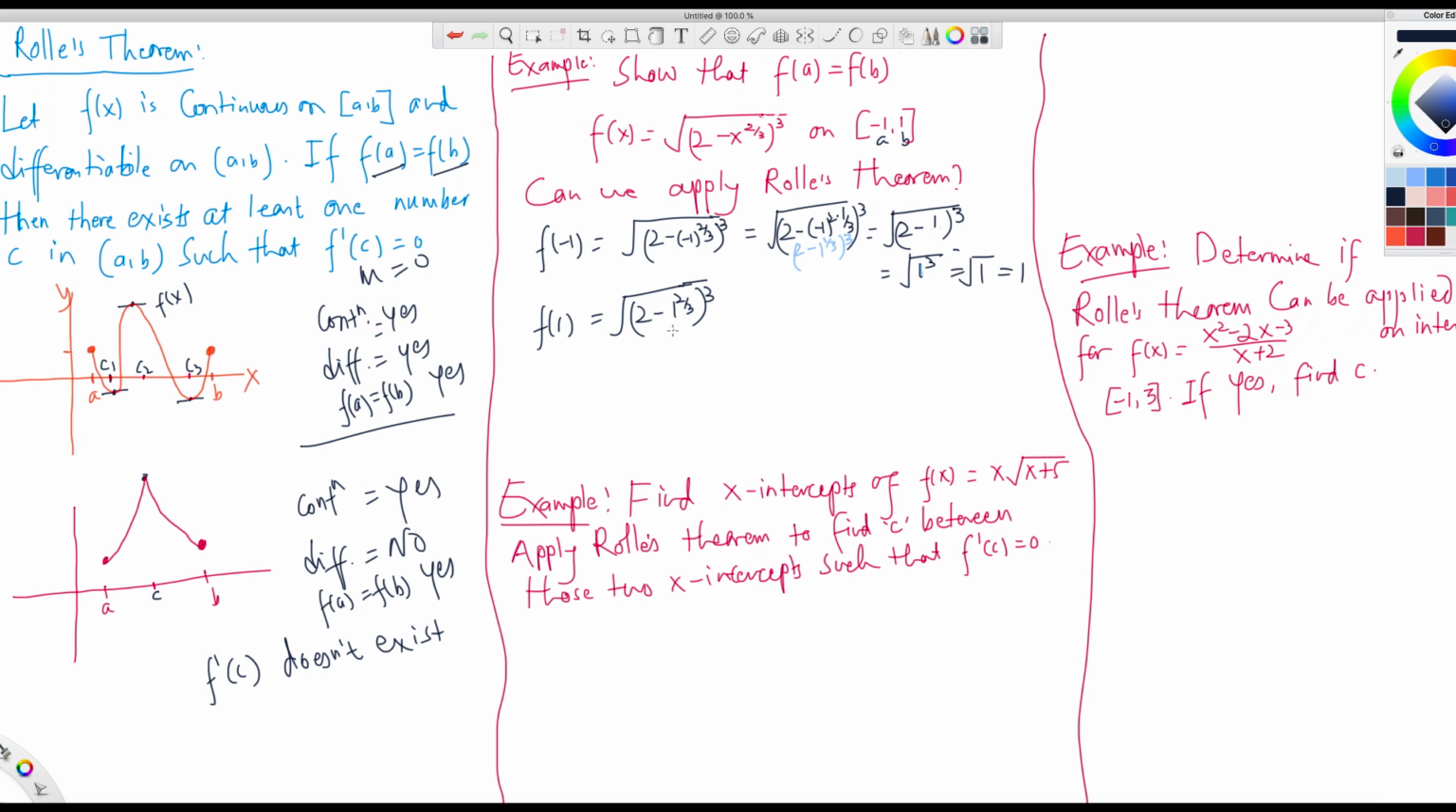So how about here? This implies 2 minus 1 to the 2/3 is basically 1. So 2 minus 1 is 1 to the 3. It's 1. So it is basically again 1. So f(a) equals f(b) is verified.